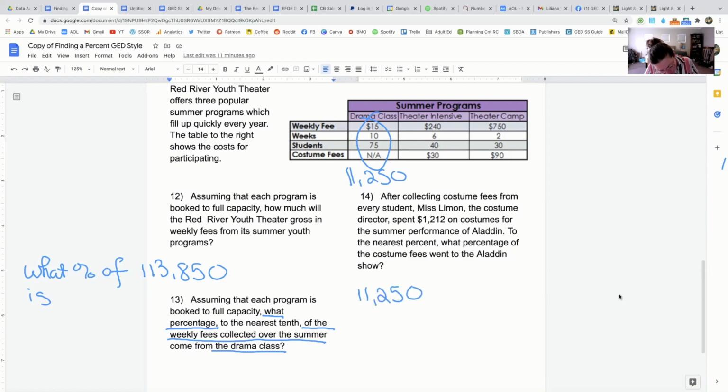$11,250 out of the total. And the total is $113,850. Literally, we are looking here at the ratio, $11,250 out of $113,850. Out of literally means divided by, or a fraction bar in math.